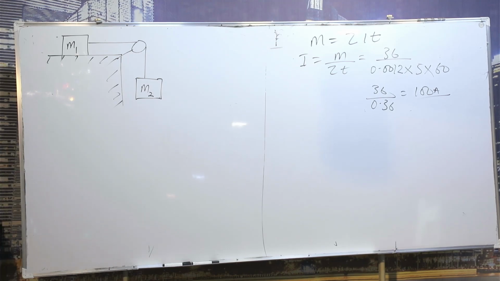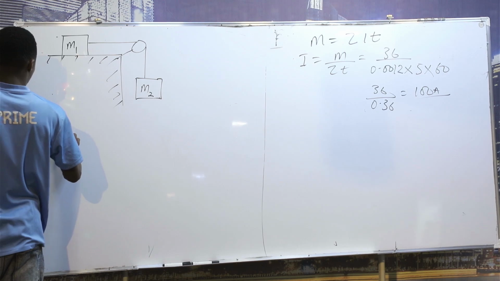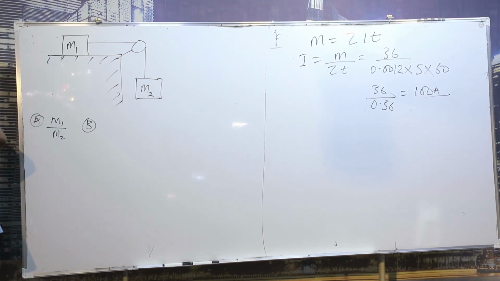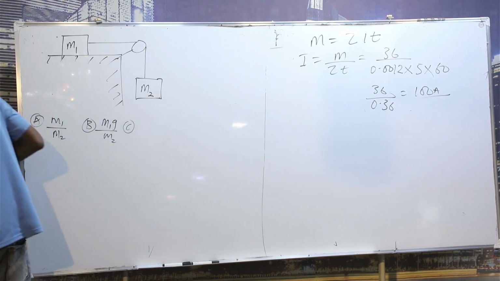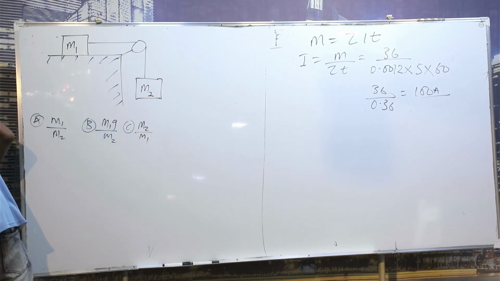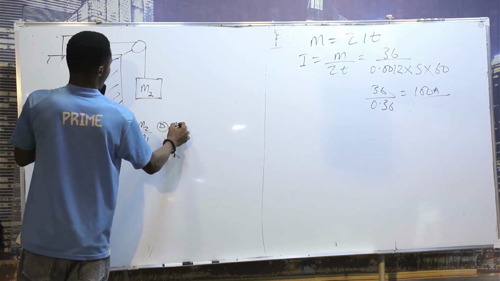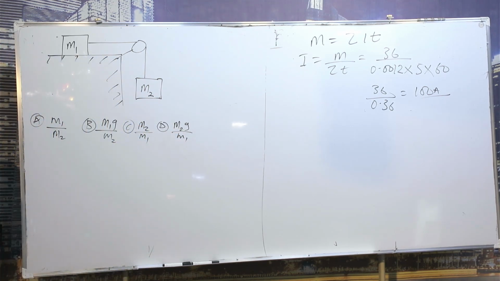Okay, they now said in the diagram above, the hanging mass M2 is adjusted until M1 is on the verge of sliding. The coefficient of static friction between the mass M1 and the table is what? Option A, M1 over M2. Option B, M1G over M2. Option C, M2 over M1. Option D, M2G over M1.